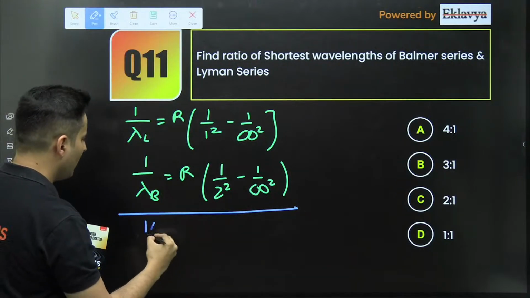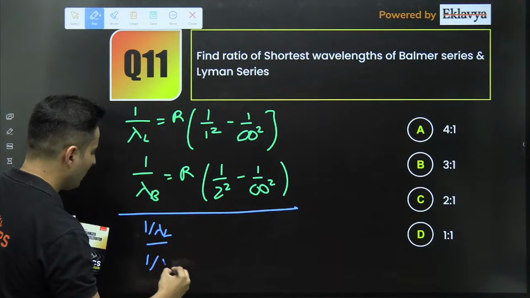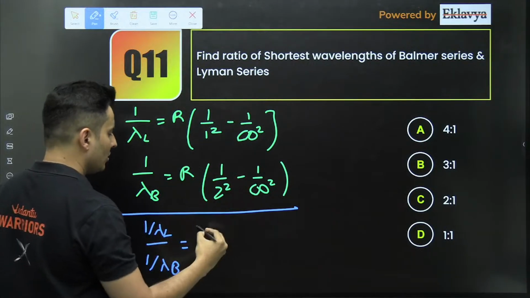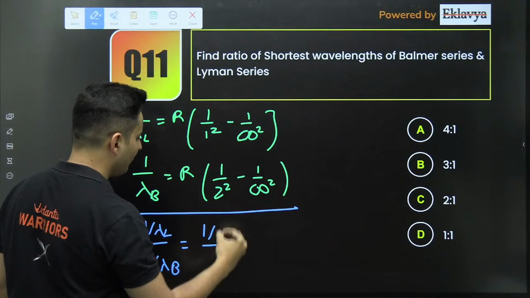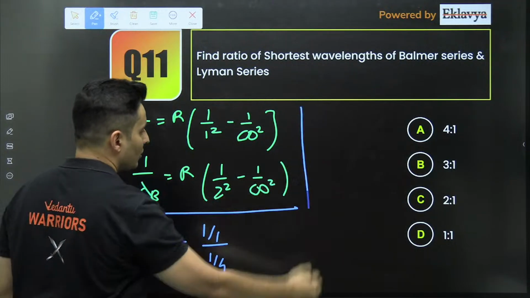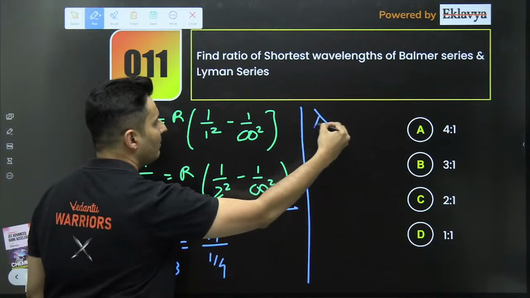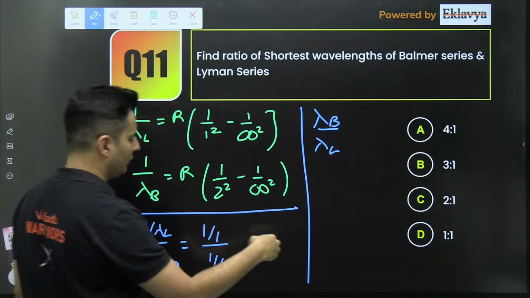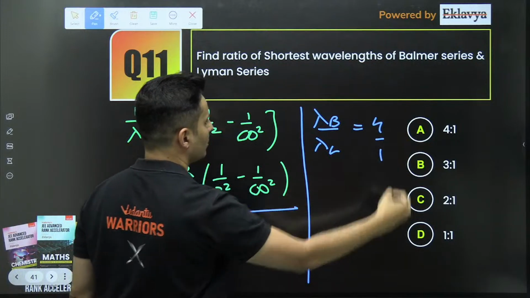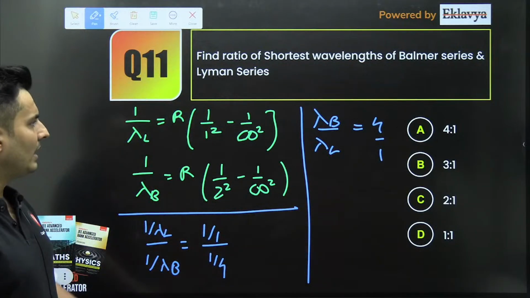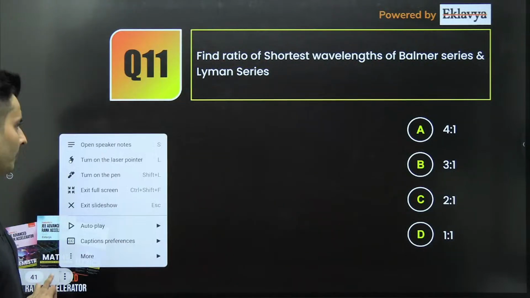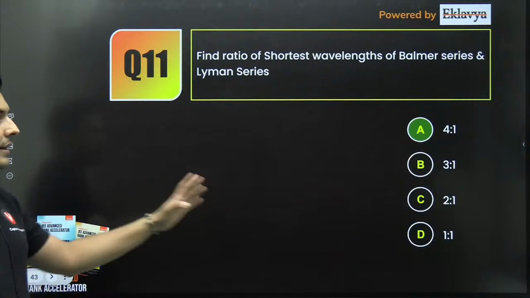So this will be 1 by lambda L upon 1 by lambda B. R R cancels, 1 by infinity is 0. So this will be 1 by 1 by 1 by 4. So here you will get lambda B on the top, lambda L below, and the 4 will go on the top. So 4:1 is Balmer by Lyman. Balmer by Lyman is 4:1. So that's option A, I believe. Yeah, it is option A.